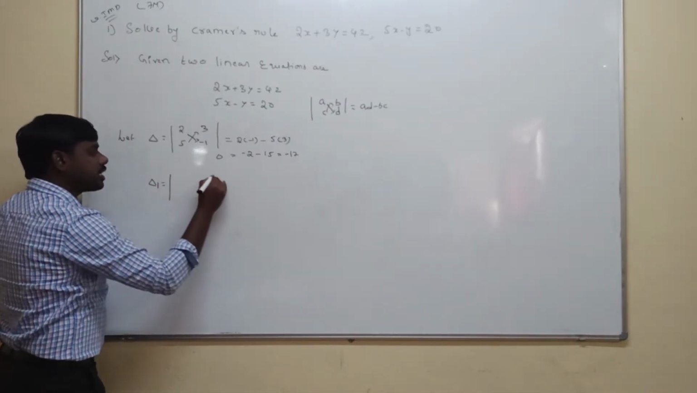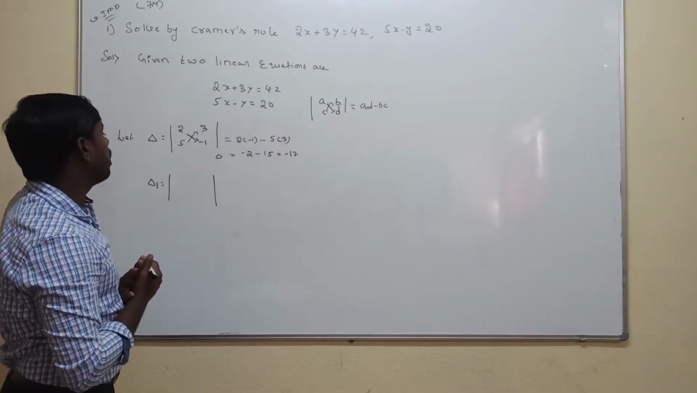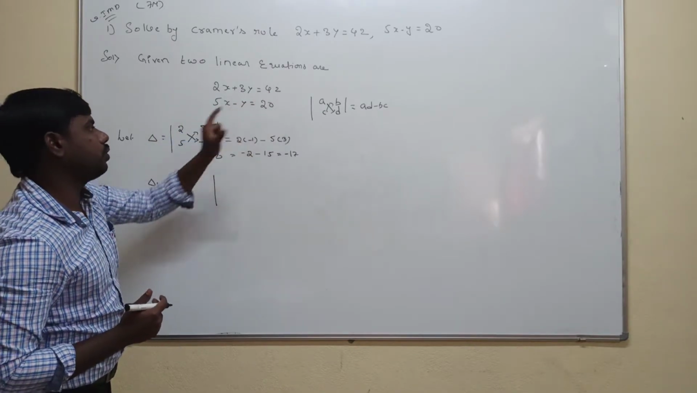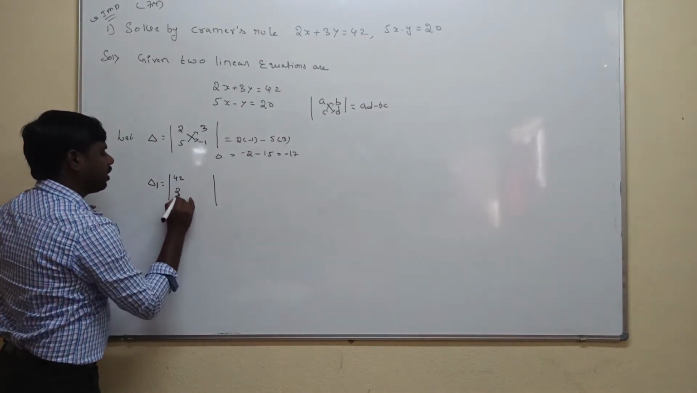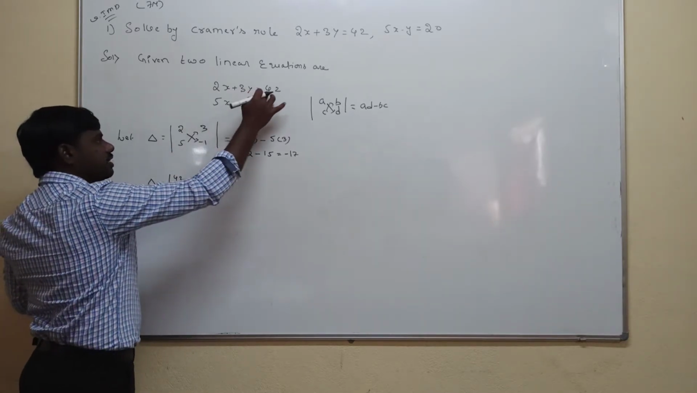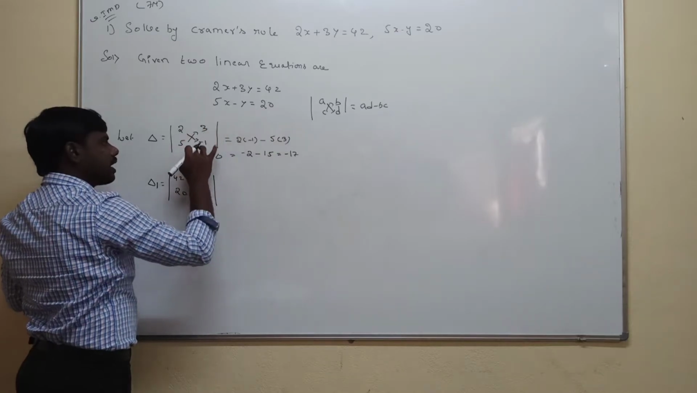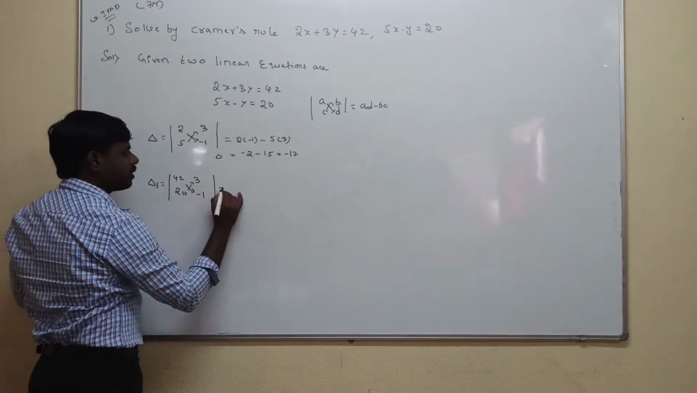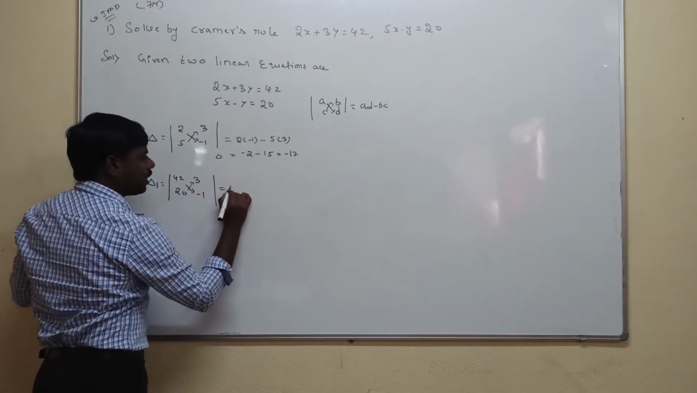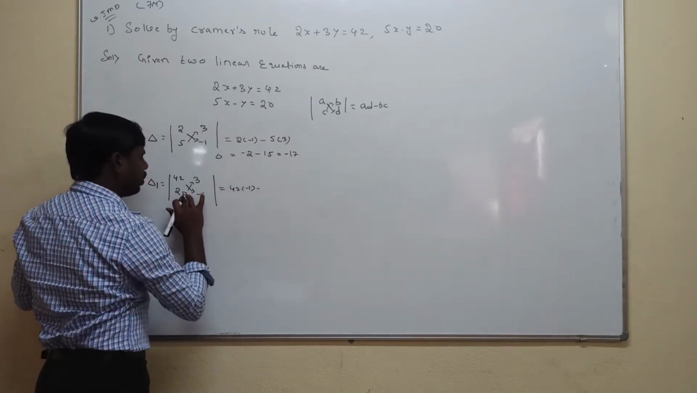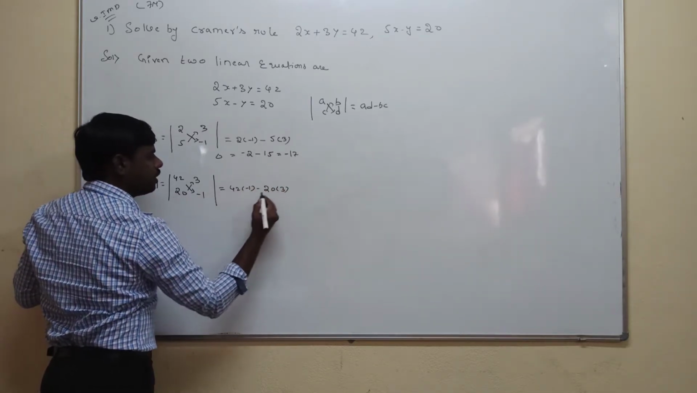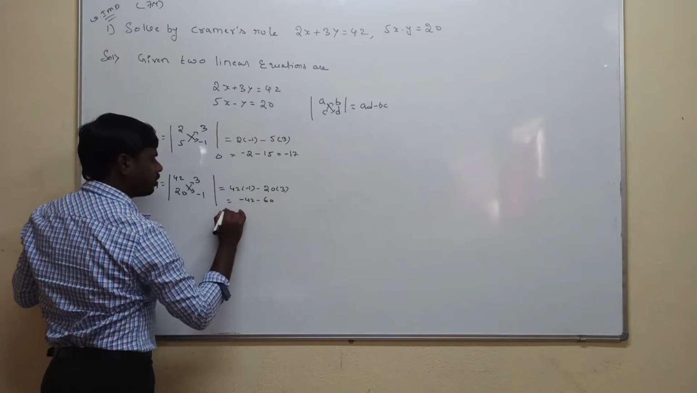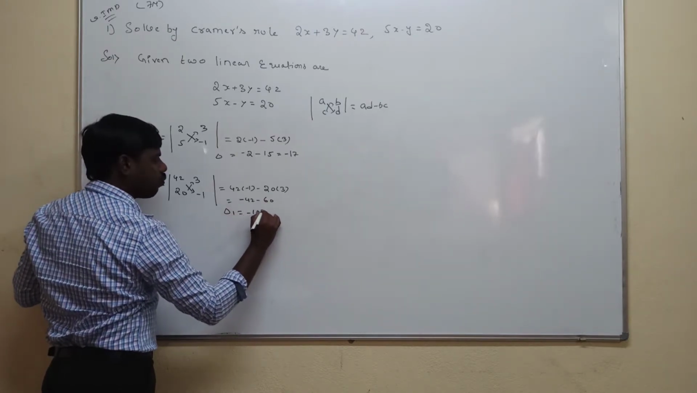Delta 1 is the determinant of delta with the first column replaced by the constant values C1, C2, which are 42, 20. The second column is written as it is, 3, minus 1. Here also we apply the cross multiplication method, AD minus BC. 42 into minus 1 is minus 42. In the middle, take negative 20 into 3, which is 60. So delta 1 is minus 102.